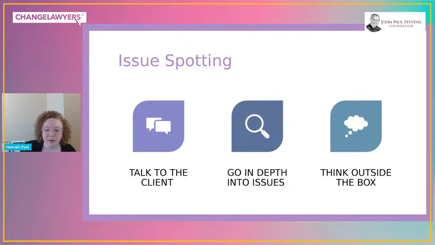Once you have gotten a bit of experience and you know which questions to ask, you may be able to do more communicating through a paralegal. I would advise doing a lot of it yourself at the beginning, unless you have a really experienced paralegal, because you need to really get the full scope of what's going on in their case. And so I try to go in depth into issues. Obviously, there's a limit.